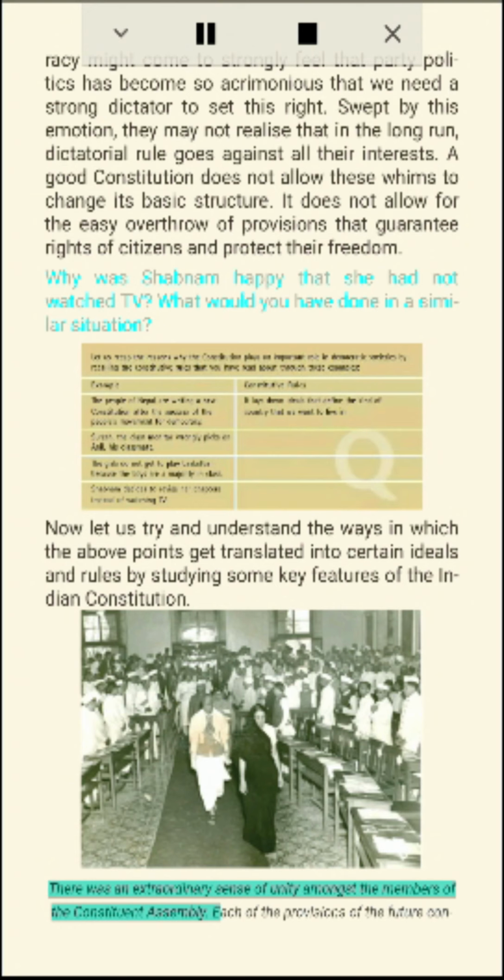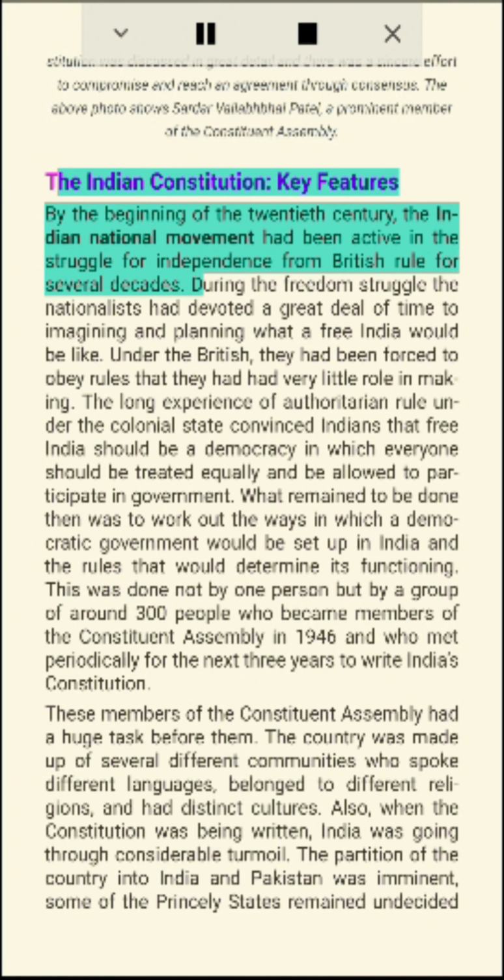There was an extraordinary sense of unity amongst the members of the Constituent Assembly. Each of the provisions of the future constitution was discussed in great detail, and there was a sincere effort to compromise and reach an agreement through consensus. The above photo shows Sardar Vallabhbhai Patel, a prominent member of the Constituent Assembly. The Indian Constitution: key features.